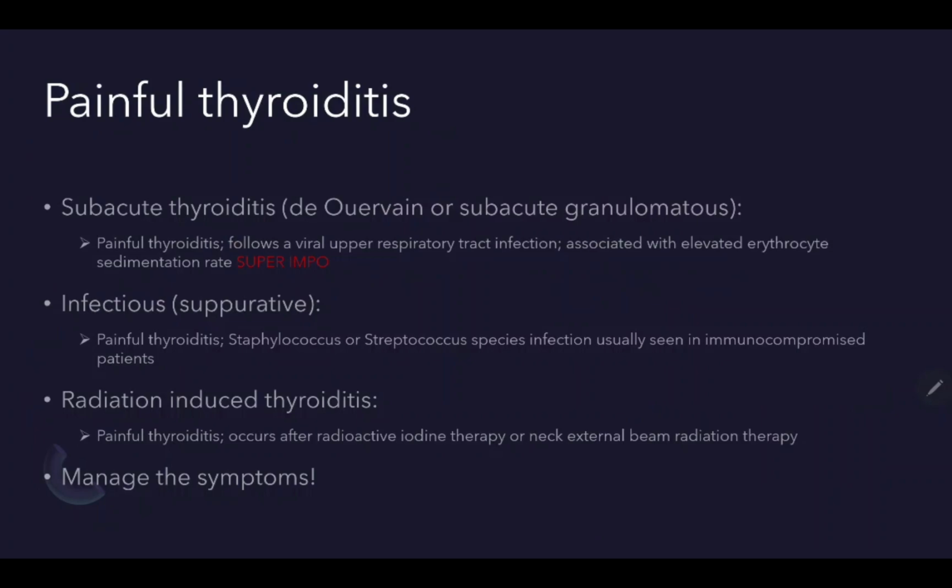Painful thyroiditis has 3 conditions: subacute, infectious, and radiation. The important one is subacute thyroiditis, whose other name is de Quervain. This is a classic question in USMLE and also in PLAB exams. They will say that the patient had 2 weeks of upper respiratory viral infection, and then suddenly they have a painful mass in the neck, okay, or painful thyroid.